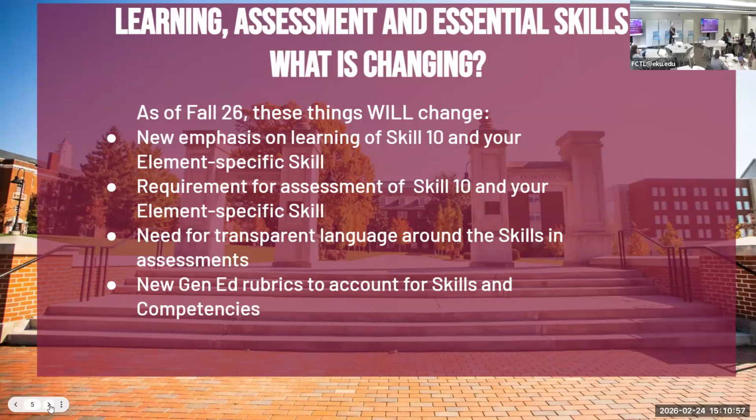As of fall 26, we will have new emphasis on skill 10, which is the use information for decision making, information literacy skill, and then your element specific skill. Those do need to be assessed as of the fall. And we need, again, transparent language. It's about transparency. It's less about adding and it's more about making the implicit explicit. And then rubrics to account for skills and competencies.